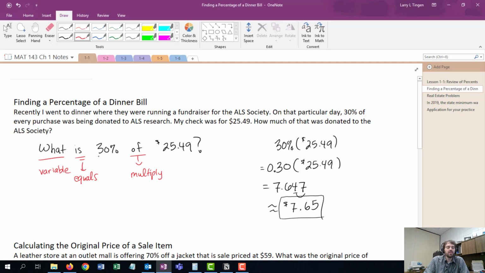So I can convert this little broken down math problem into x, because that's what I don't know, equals 30% of 25.49. And that's exactly what we just did, isn't it? 30% times 25.49.